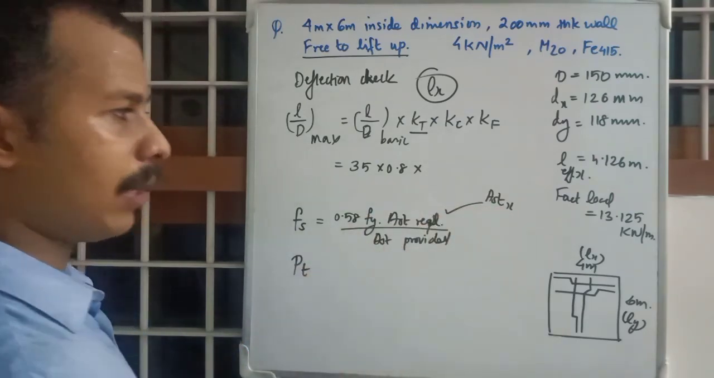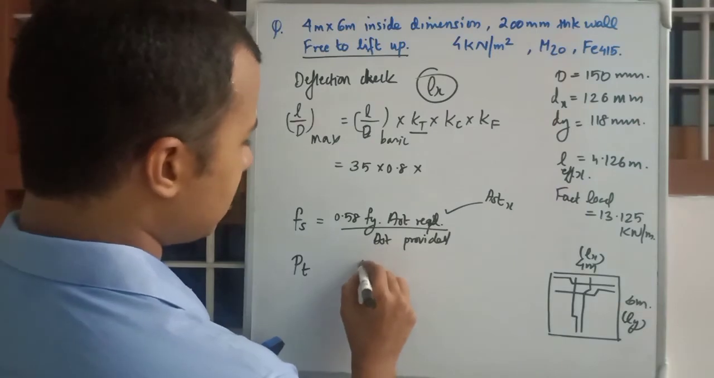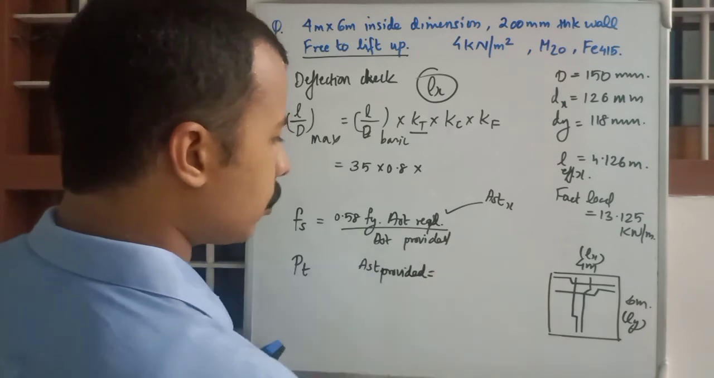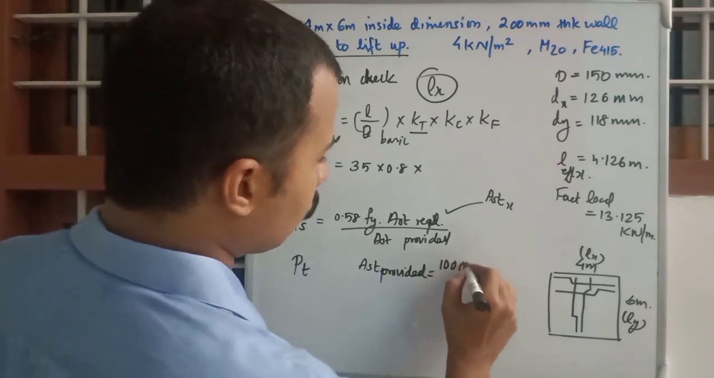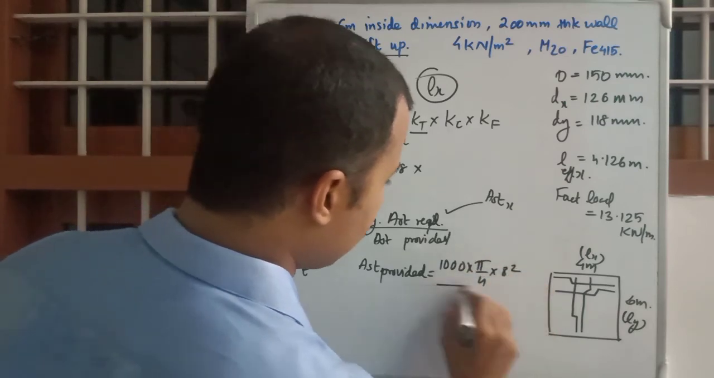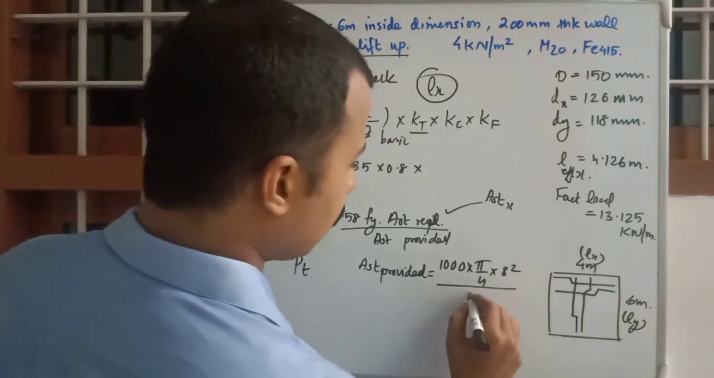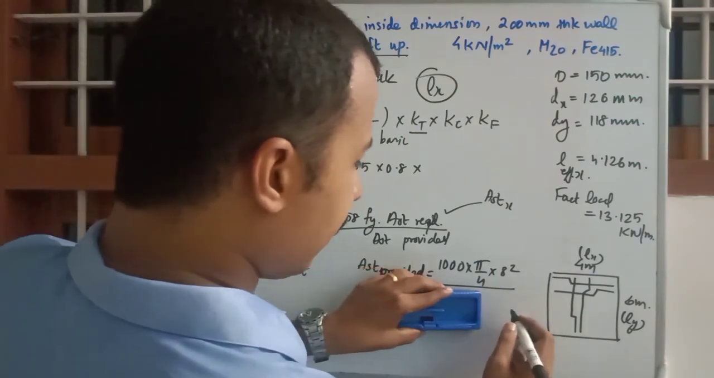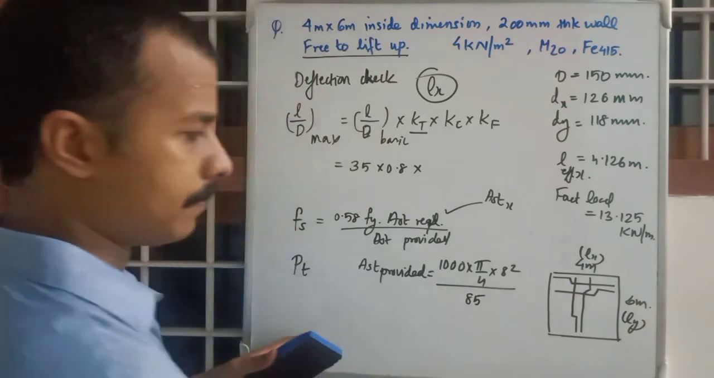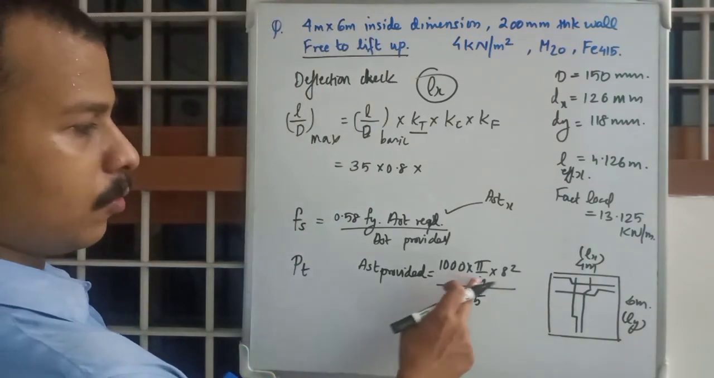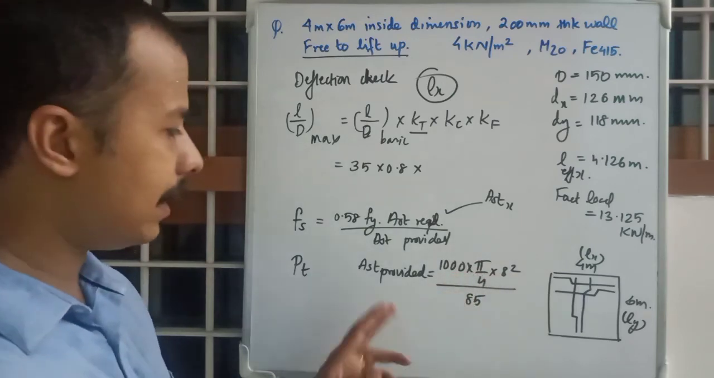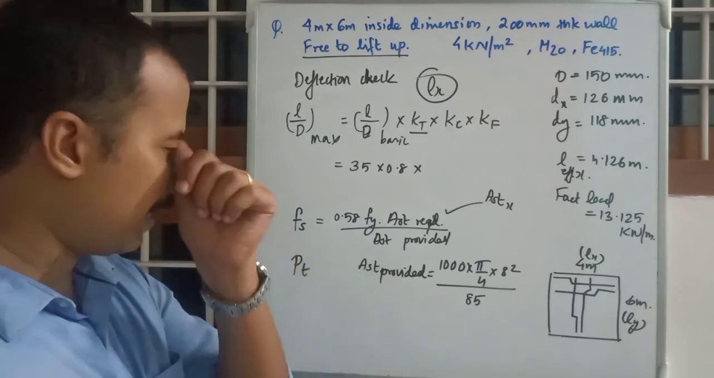Ast provided, how can you calculate? Ast provided is equal to 1000 into pi by 4 into 8 square divided by, 89 was the spacing, right? Or 85, what is spacing we had provided. So we will write 85. Okay, this is the equation. Diameter of one single bar into 1000 divided by spacing to get the Ast provided. So take note of that.